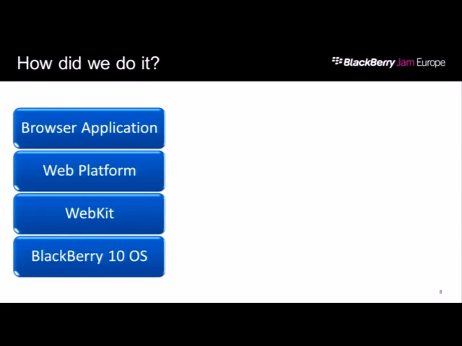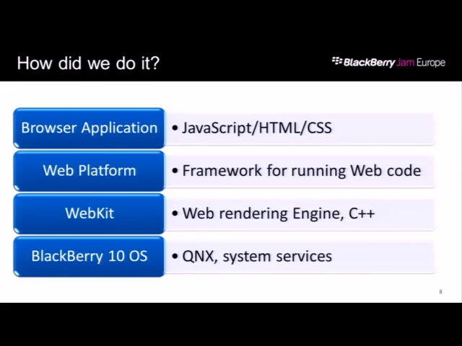So how did we do it? This is our stack behind the web technologies. At the bottom, we have our operating system based on QNX. And then we have WebKit, which is our rendering engine. Actually, can you go to the next one? And we have a web platform.